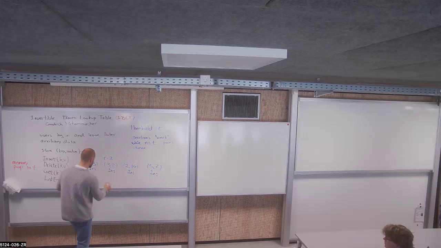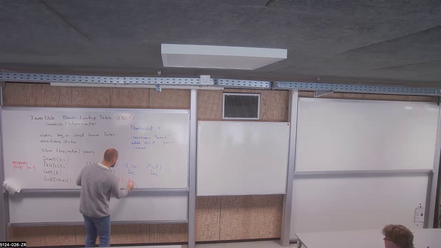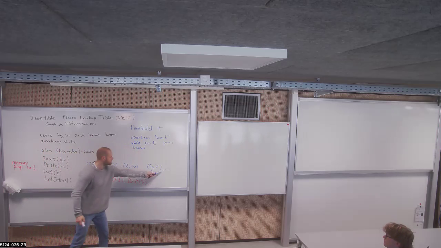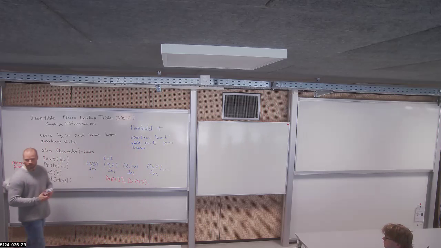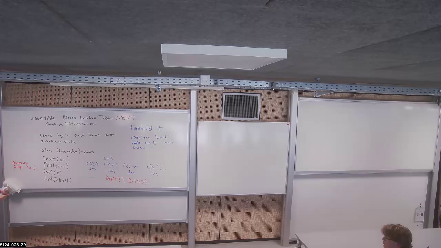And then maybe I have a deletion now of 1,3. I have a deletion of 5,7. So on, right? But I don't know at this time that the ones that are going to be left are the 3-2 pair and the 2-10 pair. Okay. So this invertible Bloom lookup table supports all of these operations, insertions, deletions, get operations, entries operations, without knowing which ones will be executed, which ones will be left.